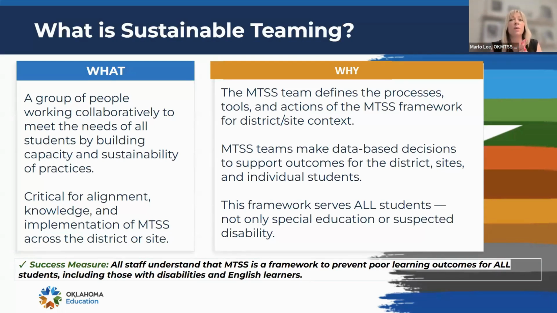For instance, on this one, the success measure would be all staff understand that MTSS is a framework to prevent poor learning outcomes for all students, including those with disabilities and English learners. And we could add in gifted students. It's for everyone, okay? That would be how you would measure it. Do all of your staff understand this about the MTSS framework?